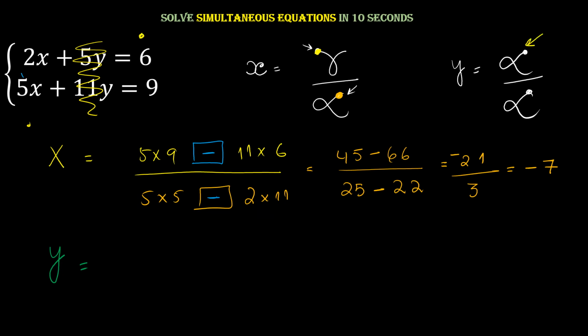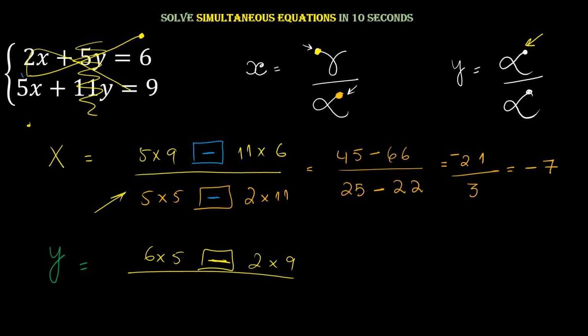So I will start my point from the 6. Now let's make an alpha. Rotate your hand. 6 times 5. As we already discussed, we have to put a negative sign. Rotate your hand and then 2 times 9. Now in the denominator you will write the same thing which you wrote for the x values. That is 25 minus 22, it gives you 3.